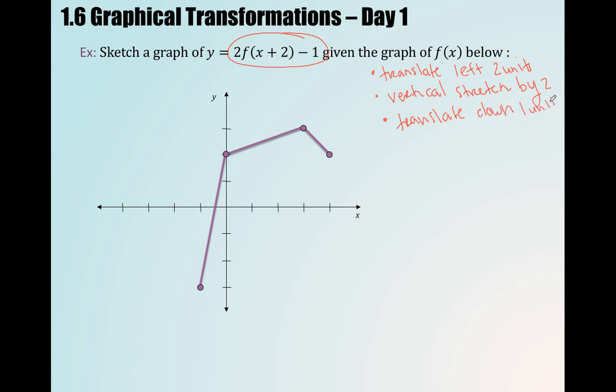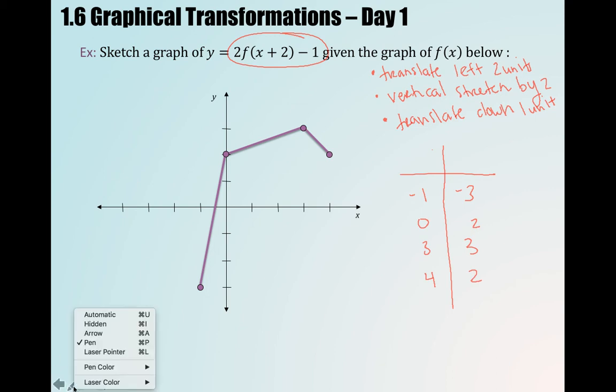So I'm going to take a look at these critical points. So this is -1, -3. That is 0, 2. This is 1, 3, and 4, 2. I need a new color so that I can do this. And I'm going to do these transformations in this order. So the dilation is going to come before I move it down. Okay. Right, order of operations.